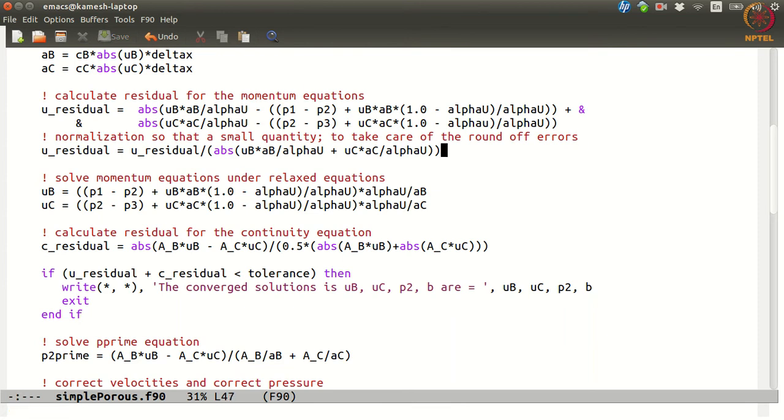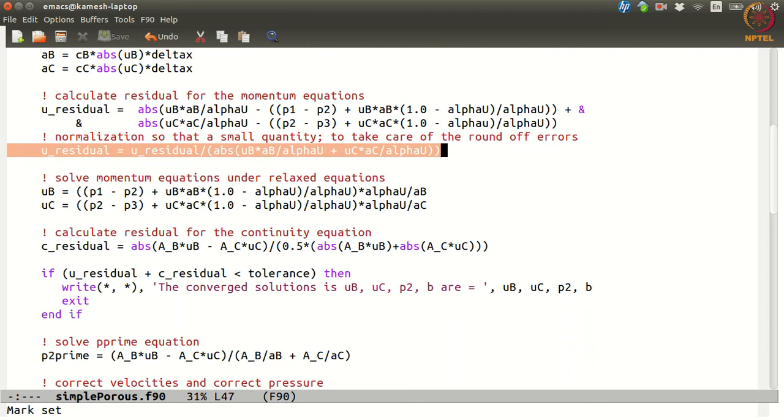Okay, so by the time U residual goes to, let's say, less than the tolerance, that means we are satisfying the momentum equation. That means the calculated UB and UC now satisfy the momentum equations up to the tolerance. Okay, that's what it tells us, right? So if U residual comes out to be 0 or the tolerance value, that means the UB, UC that we have calculated now satisfy the momentum equation, right? That's what it is.